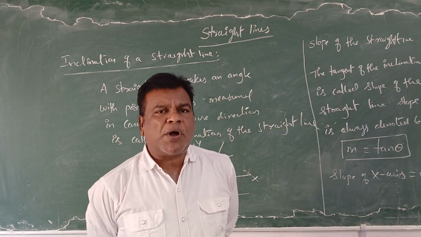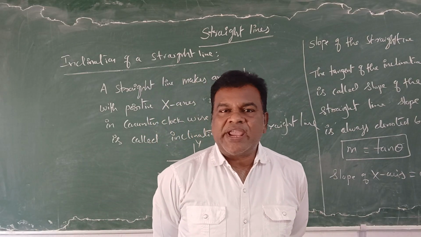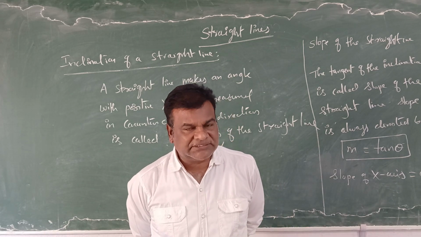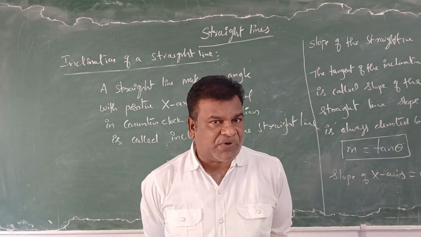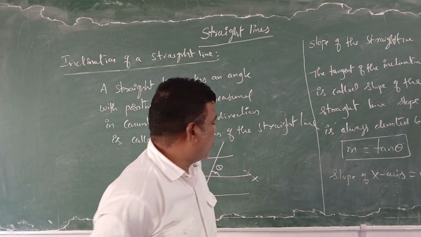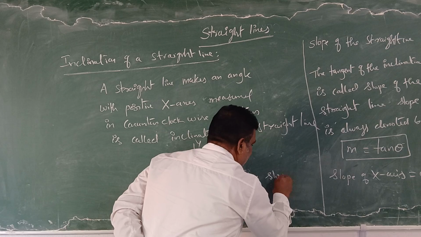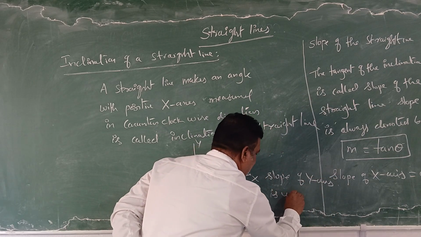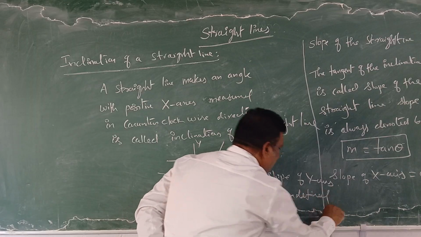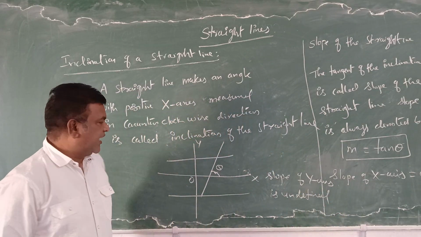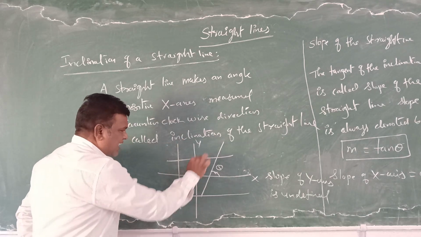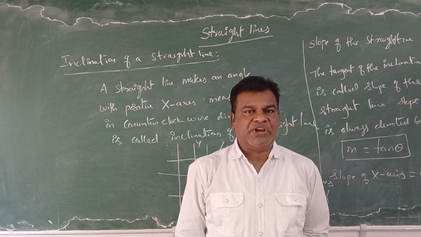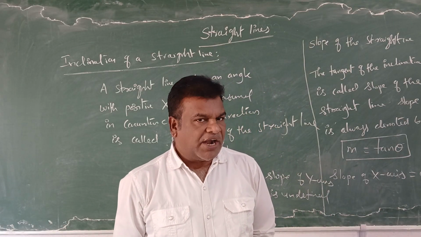So what about the slope of the y-axis? The y-axis makes 90 degrees with the positive x-axis. Tan 90 degrees is undefined. Therefore, the slope of the y-axis is undefined. From this, I can express one thing: every vertical line has slope undefined.